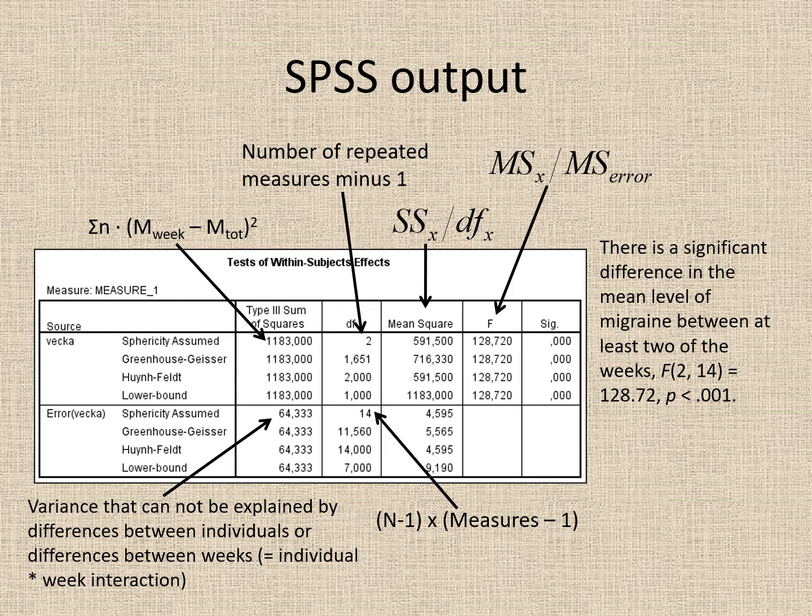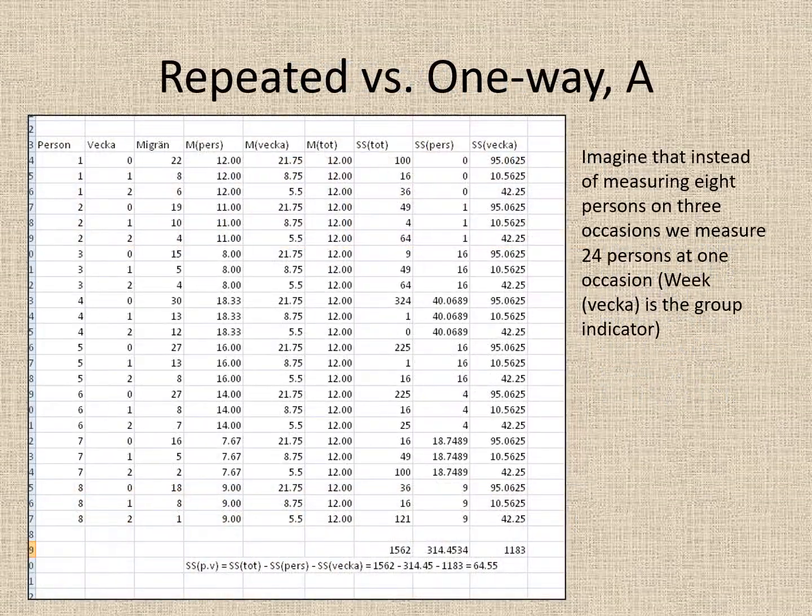Now we have 8 persons. We measure them at 3 weeks. Imagine we had the following data instead. Week 0 is one group of 8 individuals with the same data here. Week 1 is another group of 8 individuals. And week 2 is a third group of 8 individuals.